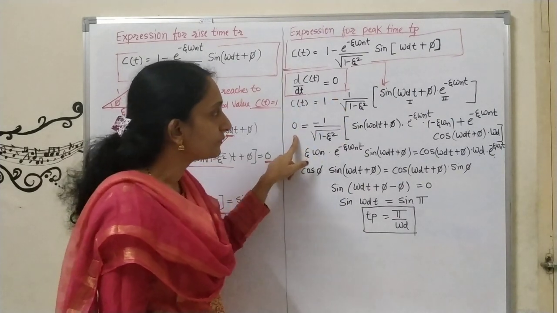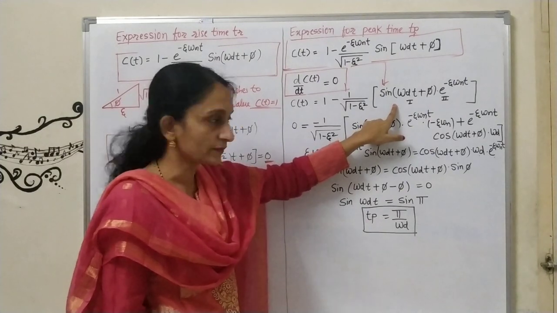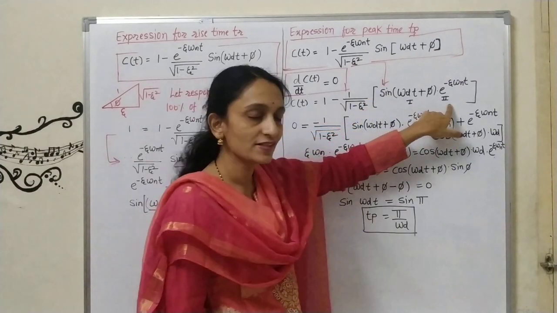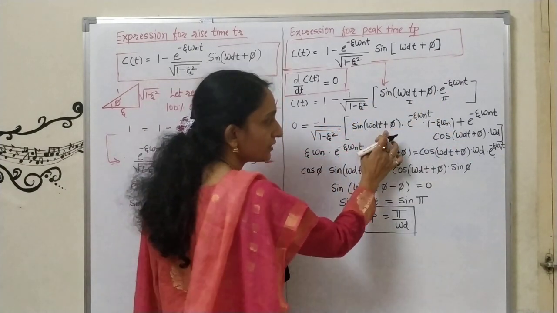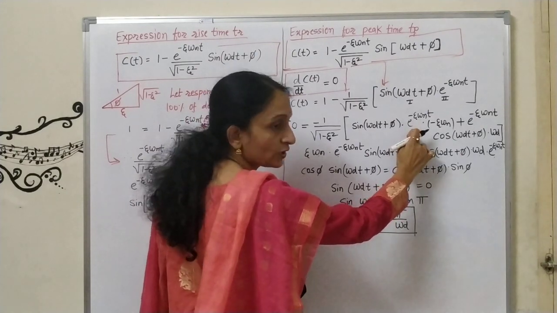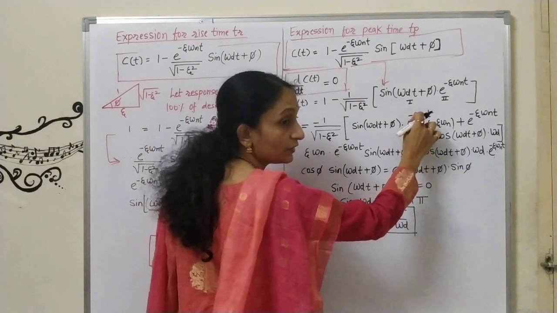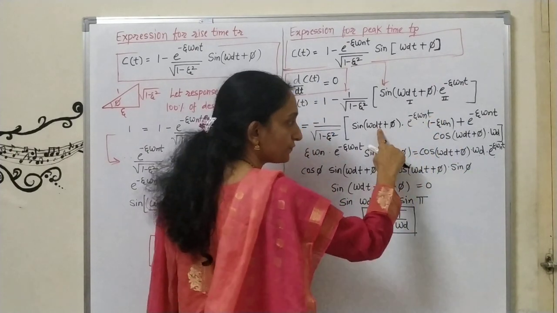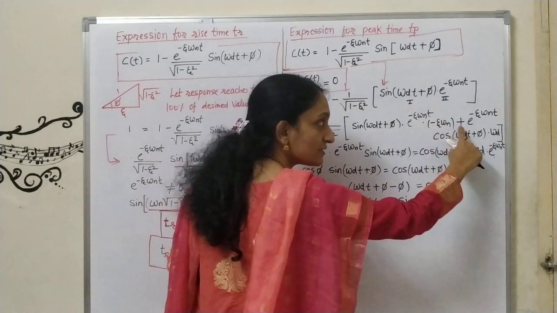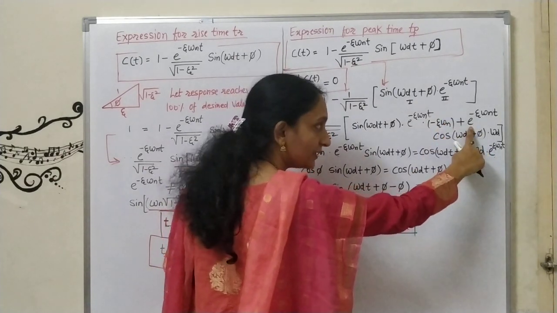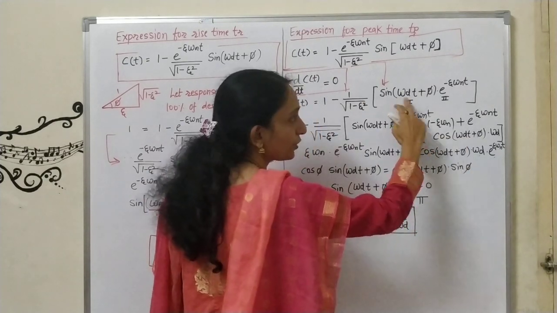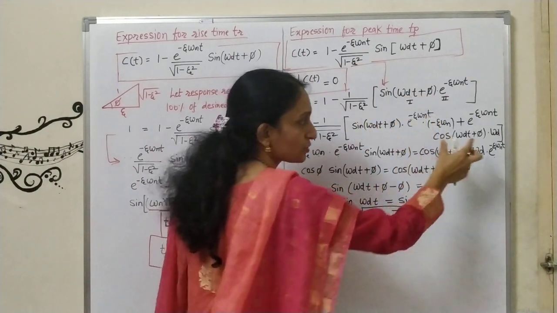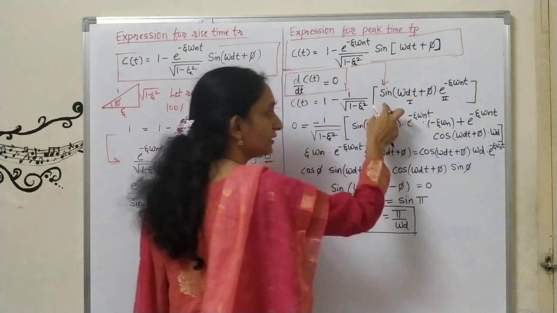Now see what I will do. I will differentiate this expression. I have taken the first term as sinusoidal, second term as exponential. So look at this, first derivative of second: when you differentiate this exponential, it will be as it is, and minus zeta omega n will come. So first derivative of second plus second derivative of first. The derivative of sine will be cos of omega d t plus phi, into omega d. So I have differentiated this expression.